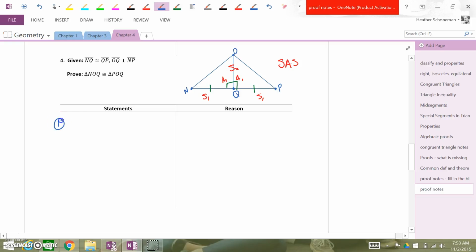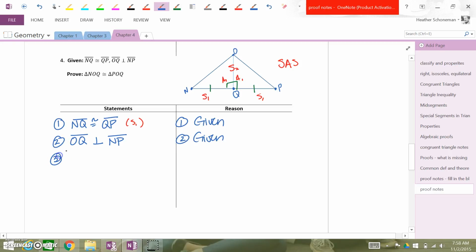First, put the given information in the proof. So first one, NQ is congruent to QP, and our reason is given. Alright, this is nice because this gives us side 1. 1 fact down, 2 to go. Then we are going to say our next given, that OQ is perpendicular to NP. Our reason is given. That part's easy.